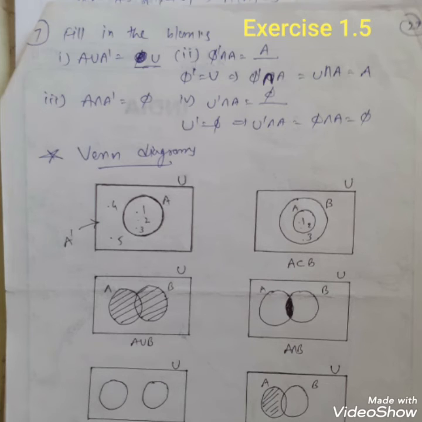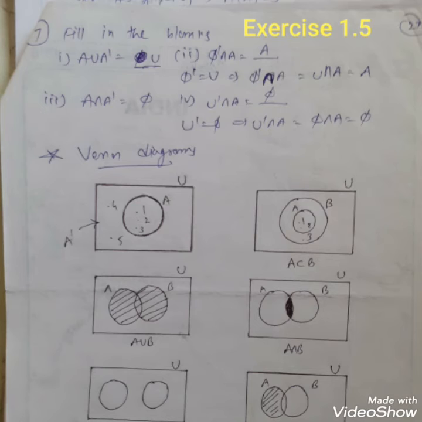Next question of this exercise 1.5, question number 7, fill in the gaps. A union A dash, we know that by the properties we can write A union A dash is U, and A intersection A dash is the null set because there is no common element, and A union A dash contains all the elements which are present in U.